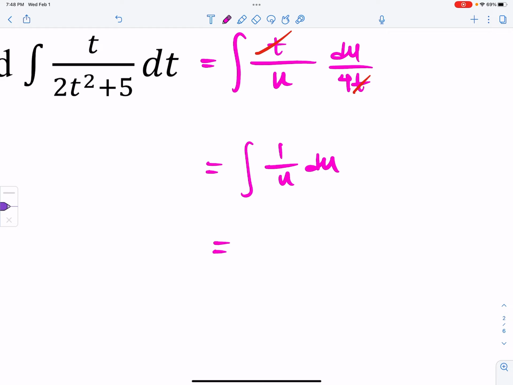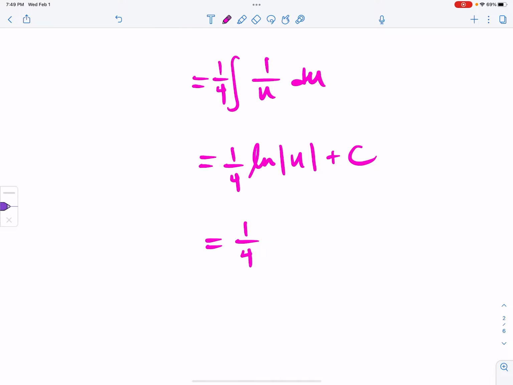where'd the 4 go? I still need the 4. So 1 over 4u, which is the same as 1/4 on the outside. I can pull the 1/4 outside of the integral. So this will end up being 1/4 times the integral of 1 over u, which we're going to talk about in chapter 5, is actually the natural log of the absolute value of u plus c.